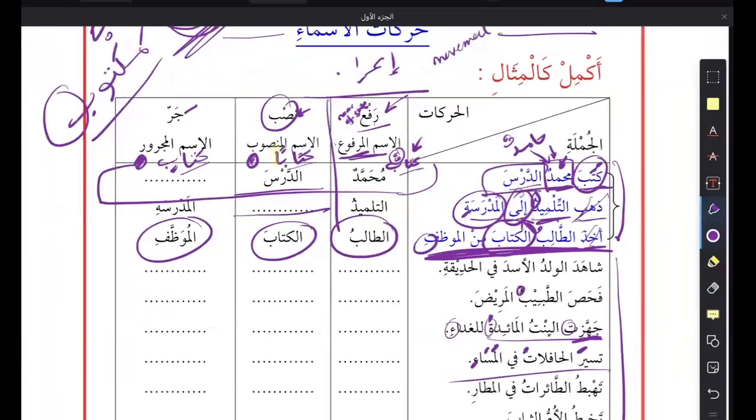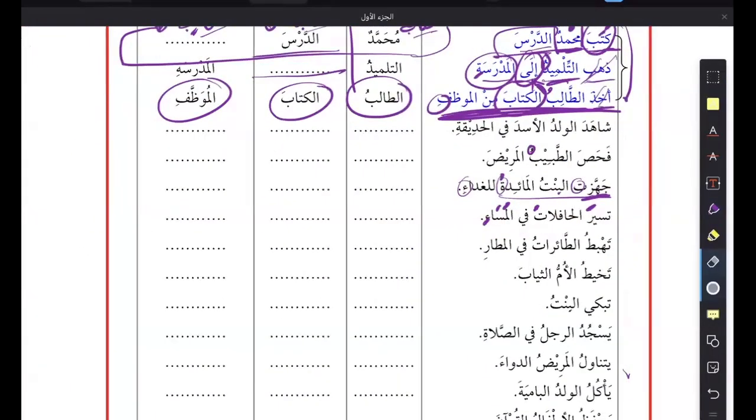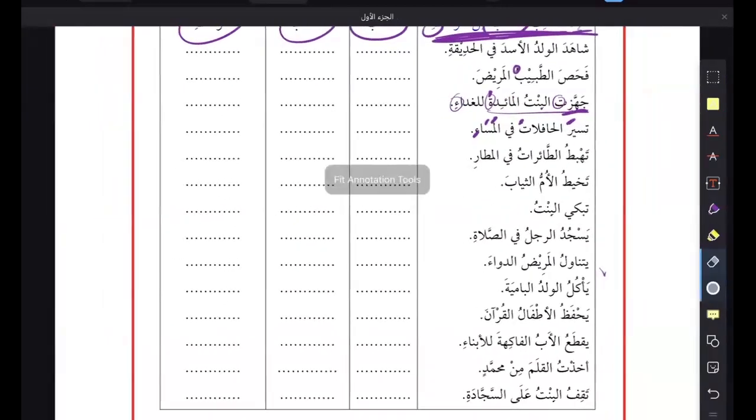Excellent, excellent exercise. And what I will suggest is that you do at least 5. That's the minimum. The more you do it, the better it is.